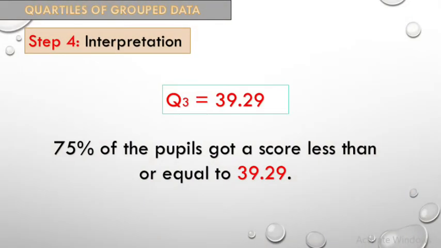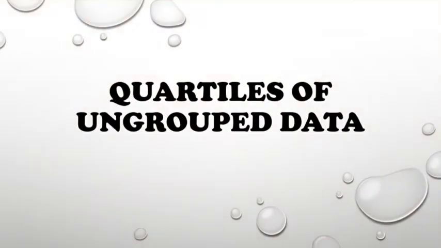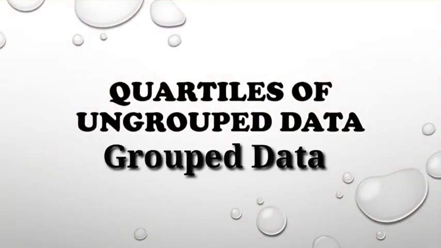And now, for our last step, which is the interpretation. Again, our quartile 3 is 39.29. So, meaning, 75% of the pupils got a score less than or equal to 39.29. And that would be all for the quartiles of ungrouped and grouped data.